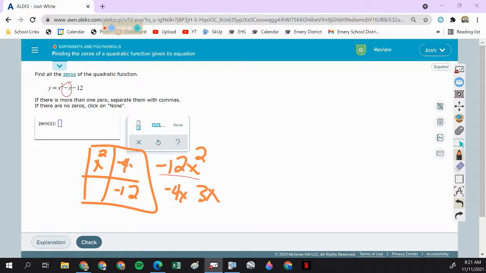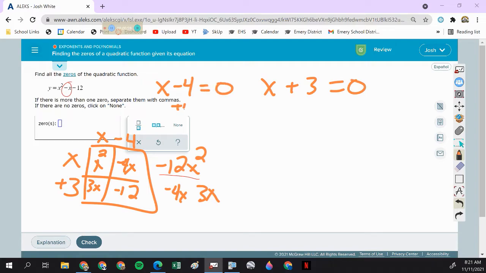So I put those in the remaining two boxes. Pull out an x. And I get x minus 4. And then x plus 3. So my factors are x minus 4 and x plus 3. And to find the roots, I just write equals 0 and solve. So the first one is 4. And then negative 3.